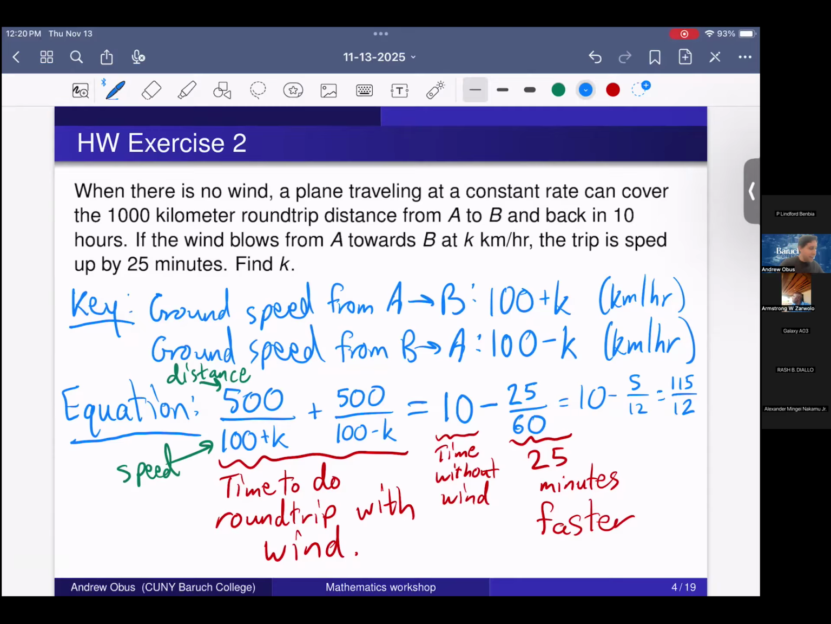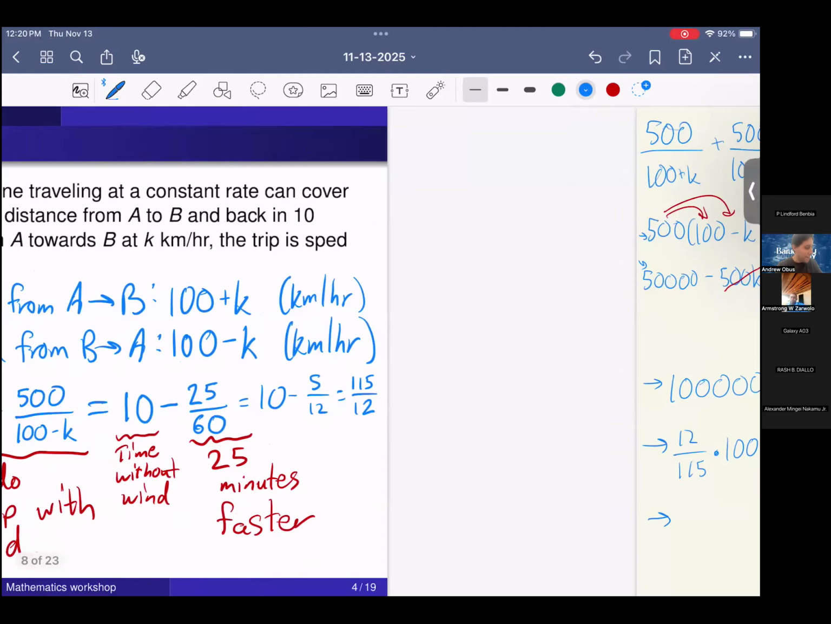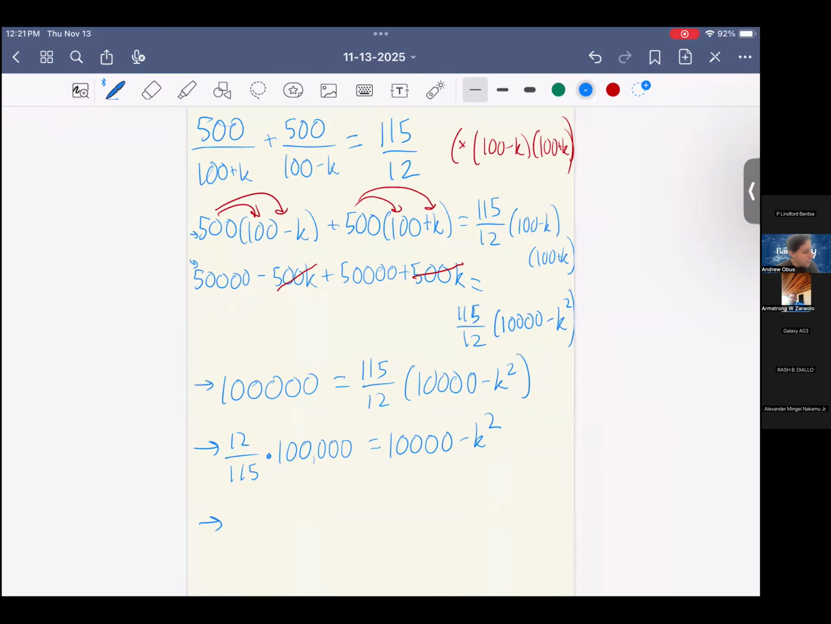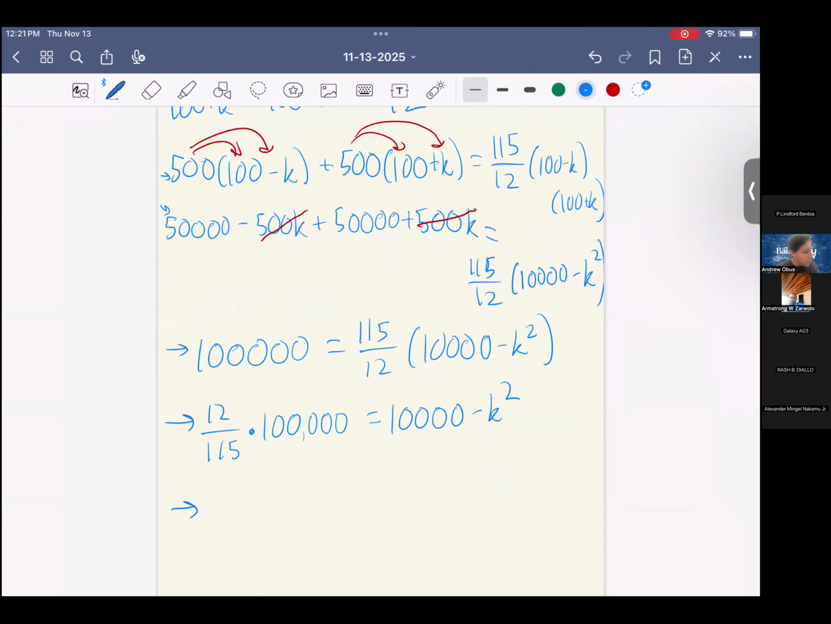Okay, I see what's happening. I think I wrote this question wrong. So there's actually going to be no solution. So let's actually carry this out. So what happens here? We can get that k squared, if we move it to the other side, equals 10,000 minus 12 over 115 times 100,000. And if you do this with a calculator, what does this turn out to be? So 10,000 minus 12 times 100,000 divided by 115.